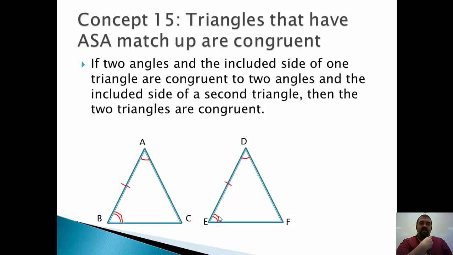So anyway, back to reading this. If two angles in the included side of one triangle are congruent to two angles in the included side of the second triangle, then the two triangles have to be congruent. That's just the way it has to be. If I have angle side angle, triangles are congruent. Angle side angle congruence, I believe it's a postulate.